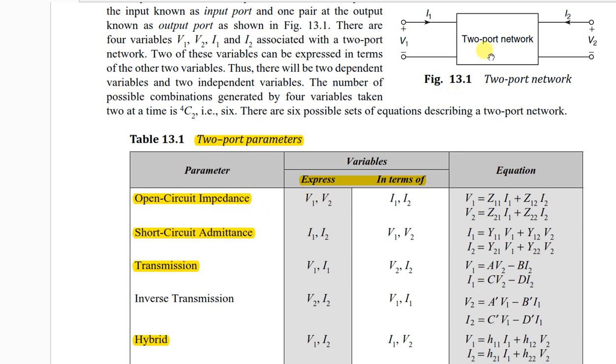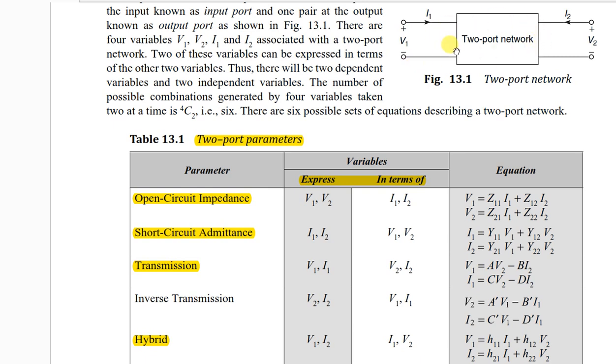This is a two-port network. Four variables are there. Input side V1, I1: input voltage, input current. Output side voltage V2, I2, that is output voltage and output current. See the direction of currents also. I1, I2 both are going towards this two-port network. V1 and V2 are the input and output voltages.